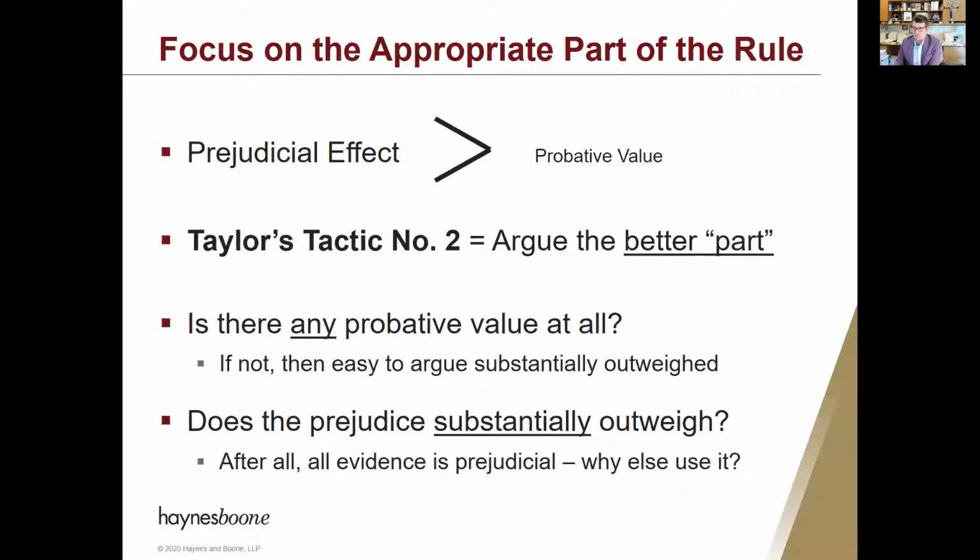One argument for this is it has no probative value, or it has very little probative value. That's a good argument for when you're trying to get it sustained. The way to defend it is, sure, there's prejudice, Your Honor. Every piece of evidence is prejudicial. That's why I'm using it. But it doesn't substantially outweigh, and look at all of this probative value that I get.